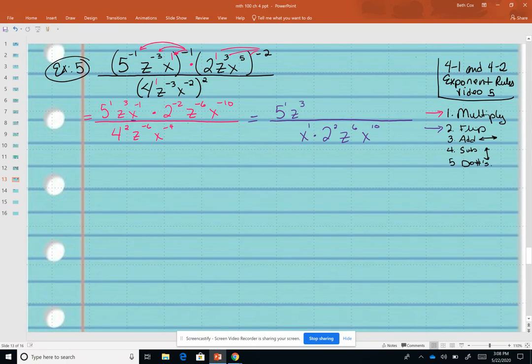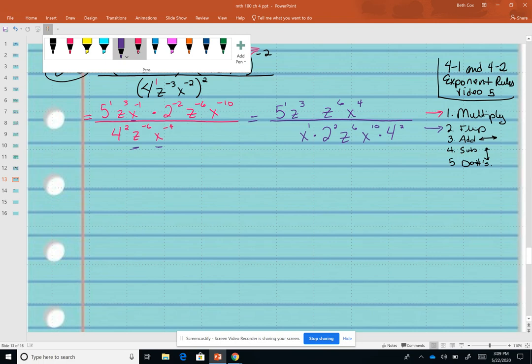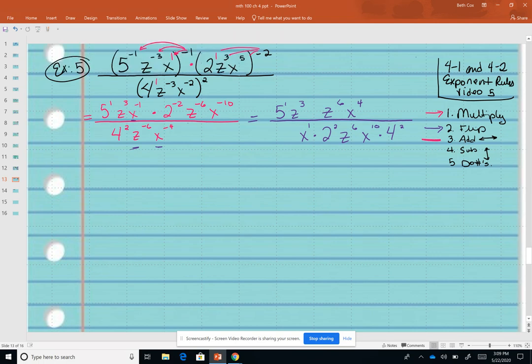So the 4 to the second, that's positive. So I'm going to leave it exactly where it is. The next one is z to the negative 6. That's going up. So z to the positive 6. Again, when you flip it, the negative goes away. That's the whole idea. The last one is x to the negative 4. So I'm going to flip it up. And it's going to be x to the positive 4. So I've done all my flipping, just going systematically down the list.